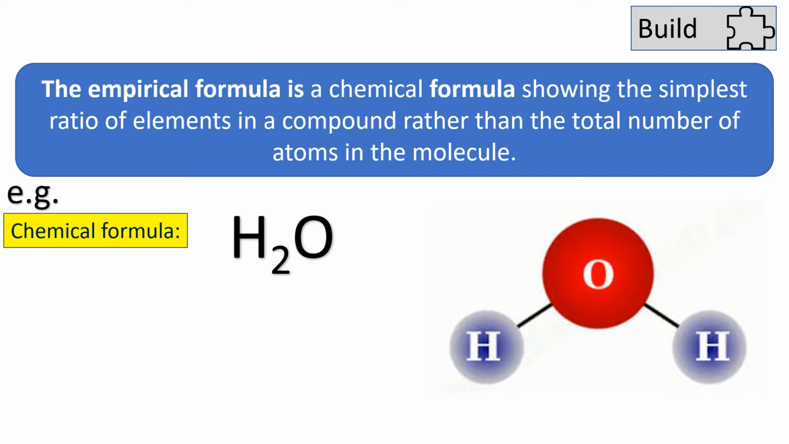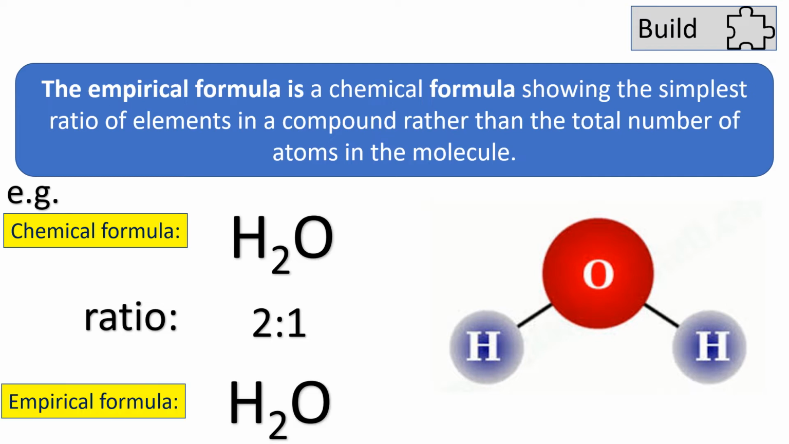So you can see here the chemical formula of water, H2O. I would find the ratio 2 to 1, that's 2 hydrogens and 1 oxygen. I would try to simplify it, which I cannot do in this example, and so my empirical formula is simply the simplest ratio. In this example, still the same, H2O.